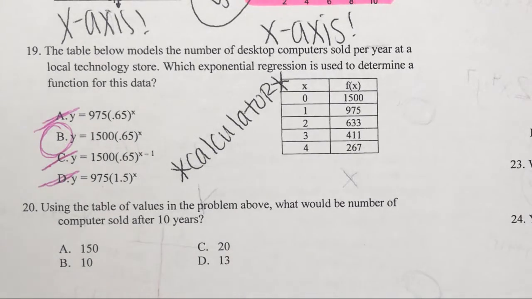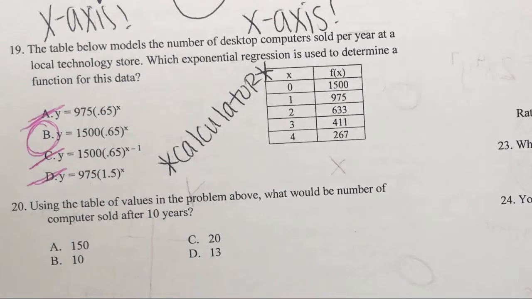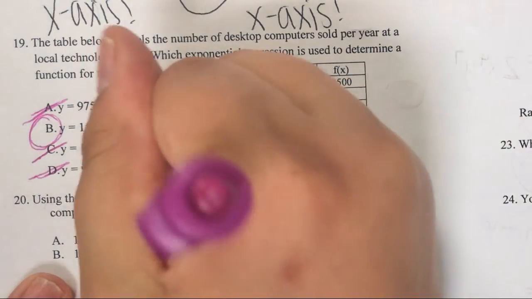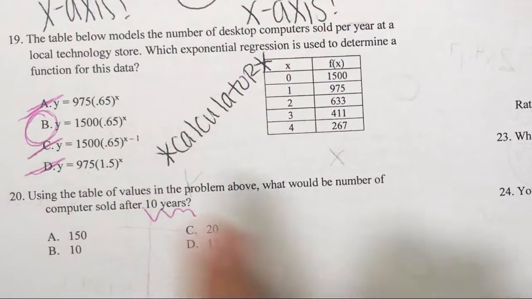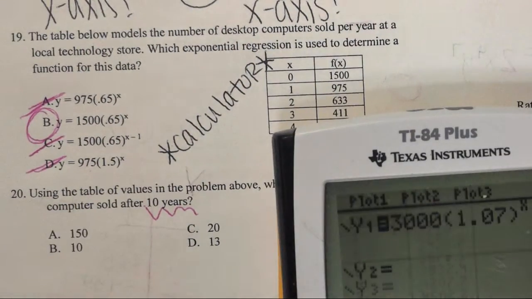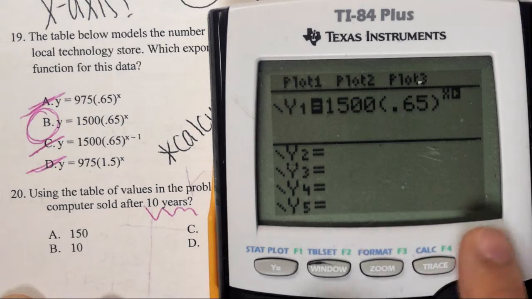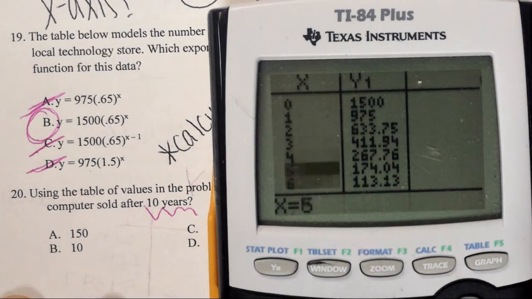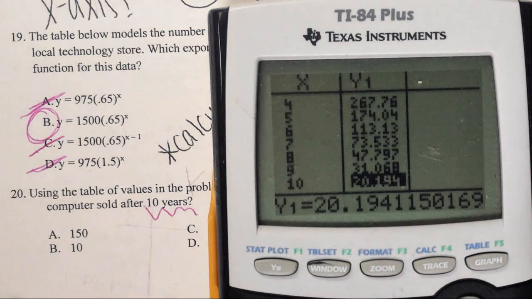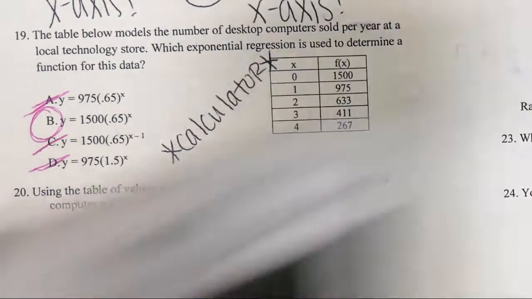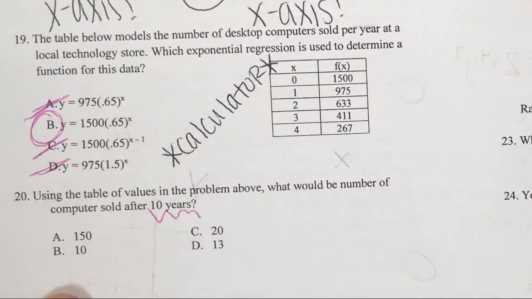Using the table of values in the problem above, what would be the number of computers sold after 10 years? So, can't I just put that equation in the calculator? Yes. And I want to know 10 years, so what am I going to do? Go to 10, and what is it? About how many computers? What letter is that? C.